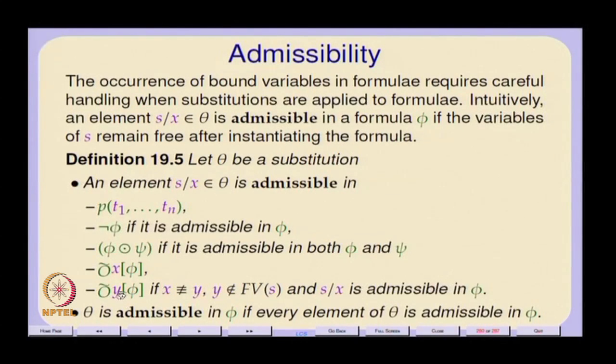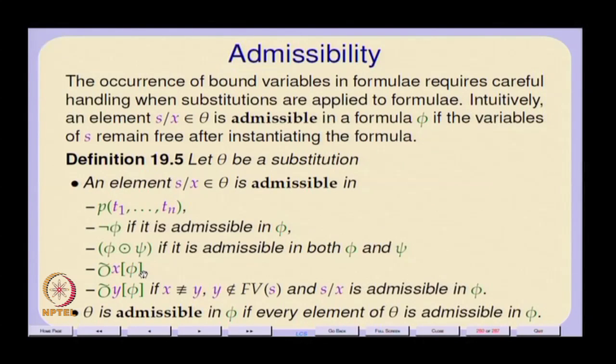On the other hand, if you had a quantified formula of the form Q y phi, then the admissibility also percolates down, where y is different from x. One thing is that admissibility requires that y should not be a variable of s, because otherwise there is a possibility of capture of a free variable by the binding quantifier y. And the other thing is that s for x should be admissible in the subformula phi. So there is an inductive way of specifying admissibility.